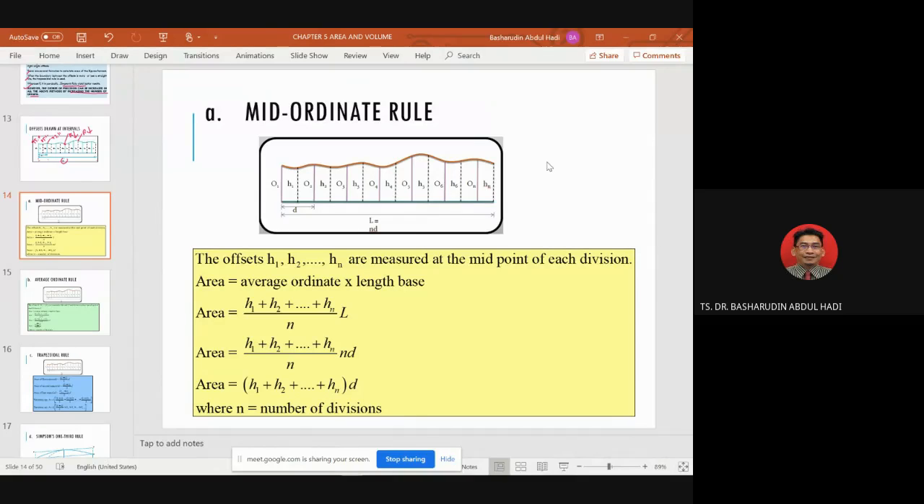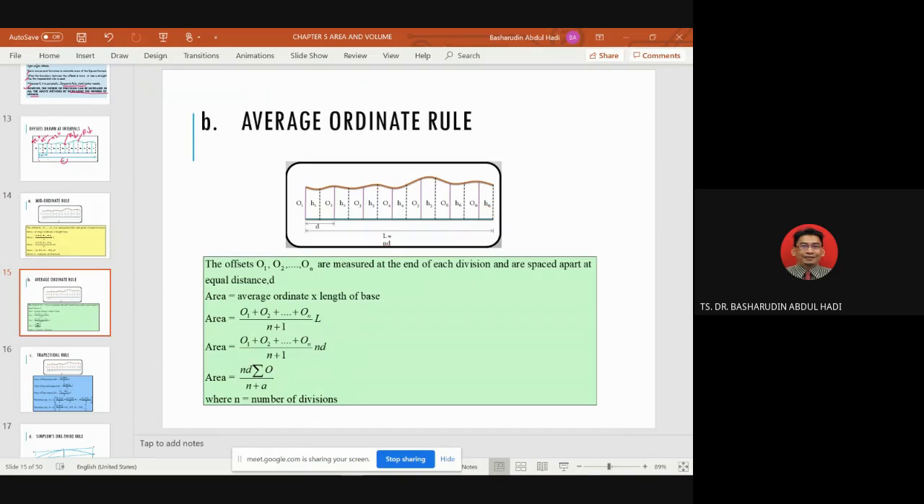The offsets H1, H2, and Hn are measured at the midpoint of each division. So the area is equal to the average ordinate times the base length. For example, the area is H1 plus H2 plus H3 until plus Hn divided by n times L, the length. Area number 2, next area, we go to H1, H2 plus Hn, we change this one, Nd, and divided by n. And last area, H1 plus H2 plus H3 plus H4 until Hn, the last one, D, where n equals the number of divisions. Okay, so there is the mid-ordinate rules.